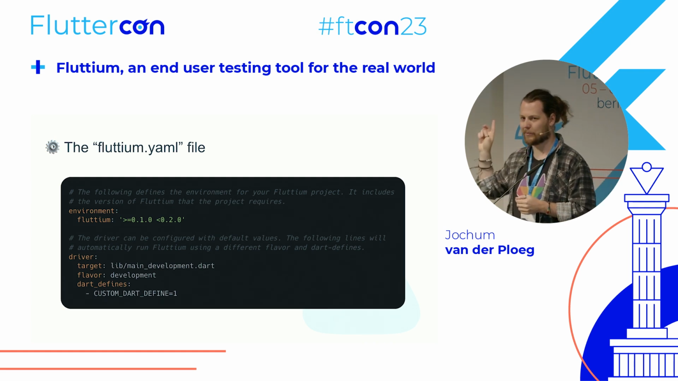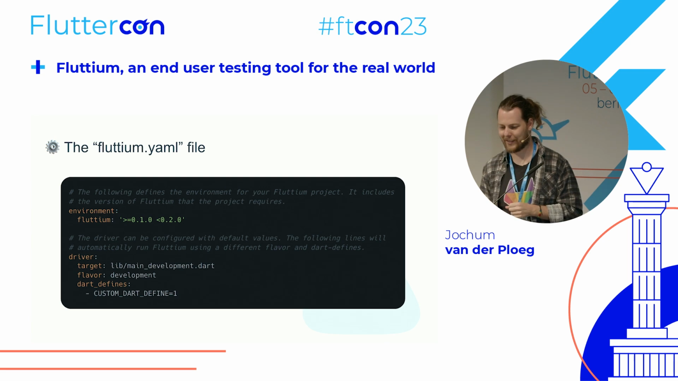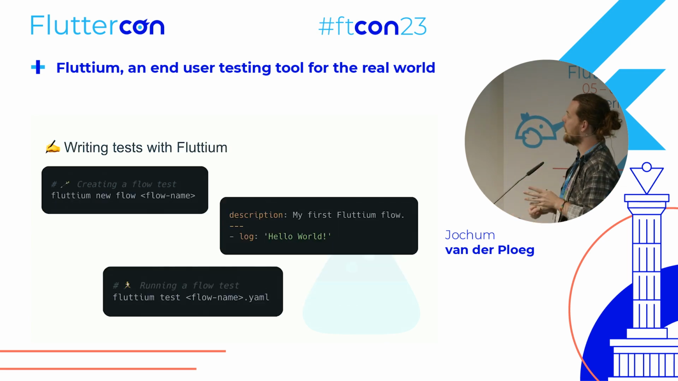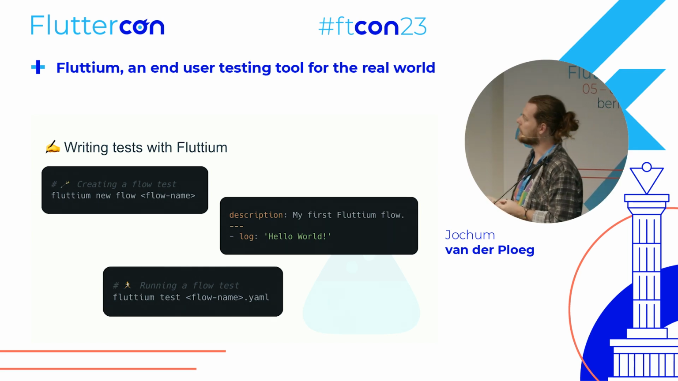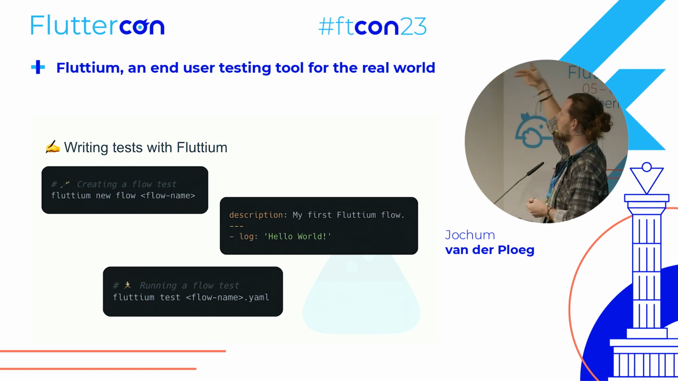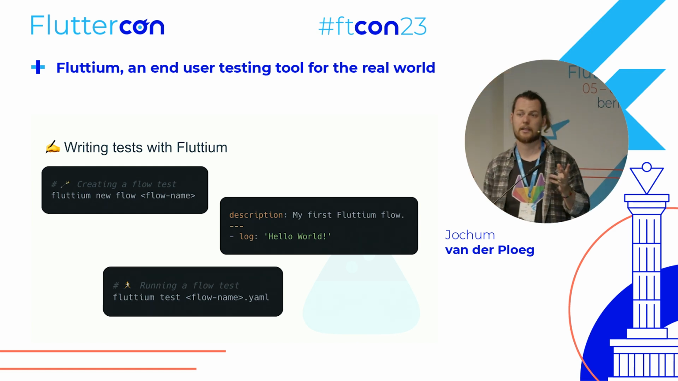But I think I have supported every feature now, I hope, every flag on it, so it would be kind of silly if it wasn't. But that was the YAML, and now we want to write some tests because we now have initialized it, but we can't really write any kind of test. So again, you can just use the CLI. You can do Fluttium new flow, name of your flow. It generates a YAML file, so that's the interesting part.